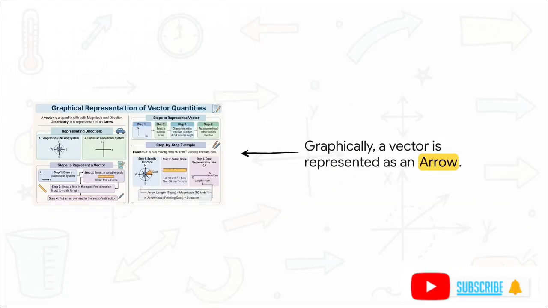So, the absolutely crucial point here is this. A vector has both magnitude and direction. And graphically, the absolute perfect visual tool to capture both of these pieces of information at the exact same time is a simple arrow. The length of the line itself shows us how much, and the way the arrow points shows us which way. It is brilliantly simple.